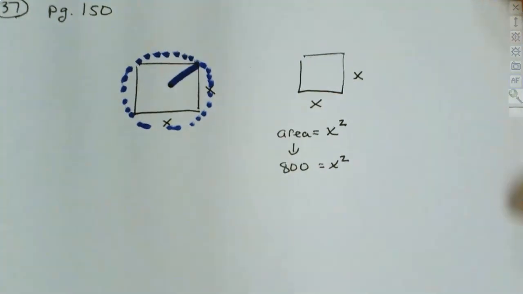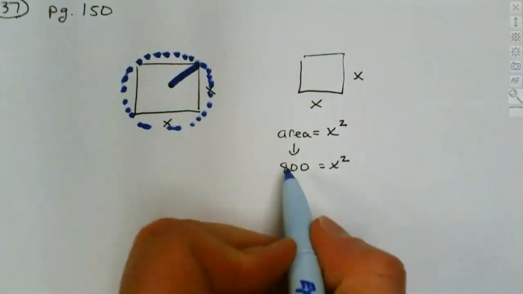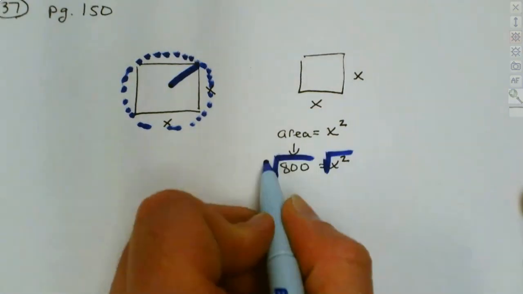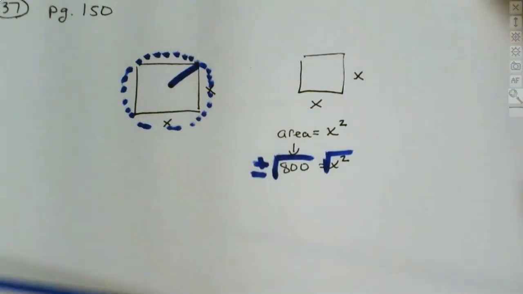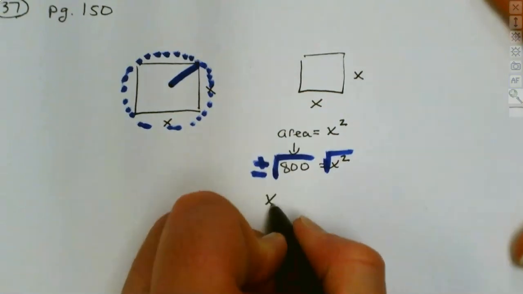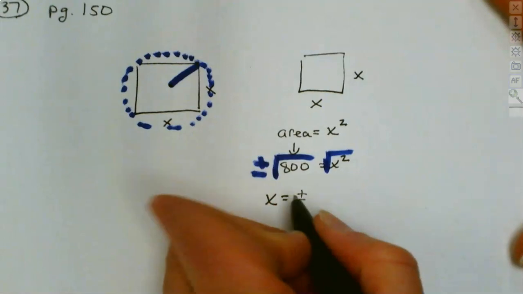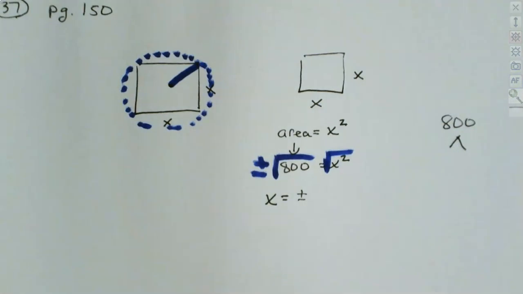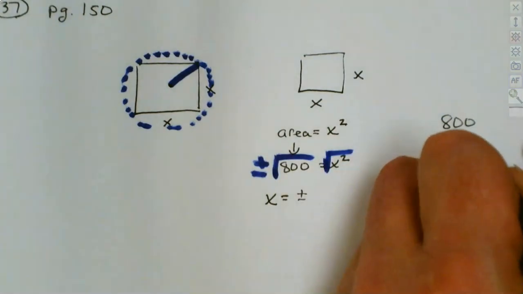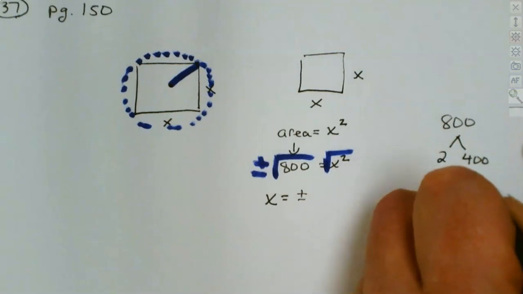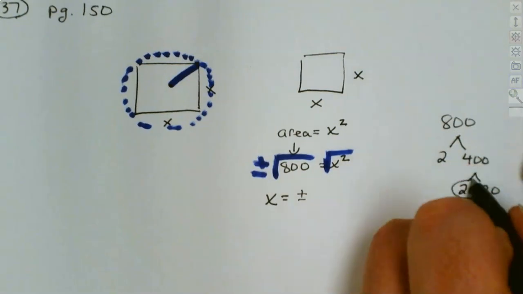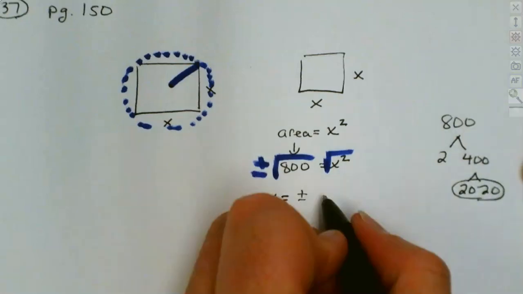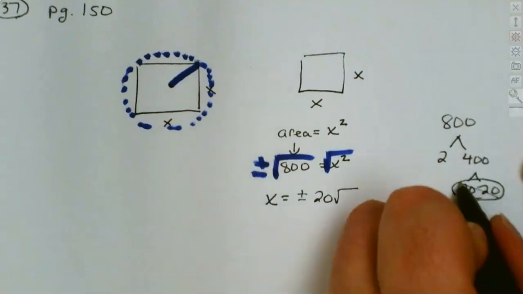How would we solve for the x? Well, we would take our square root, and don't forget your plus or minus, and then we'll break up that root as much as we can. So that gives you x equals plus or minus the square root of 800. We can break that 800 down a couple of different ways. But how about we use a 2 and a 400, because 400 is a perfect square of 20. So that means the 20 is going to come out, and then we have a square root of 2 left over.